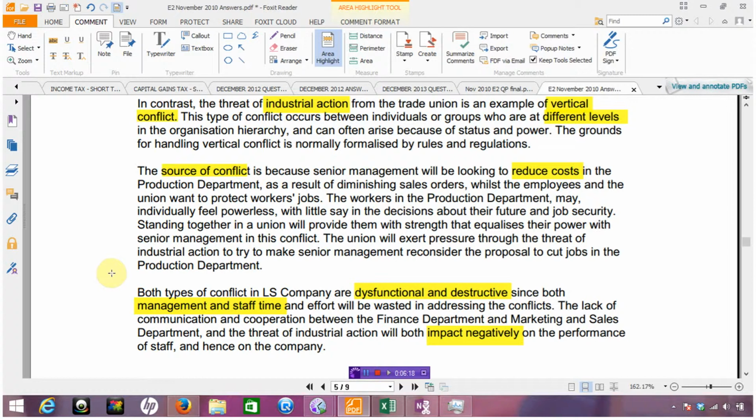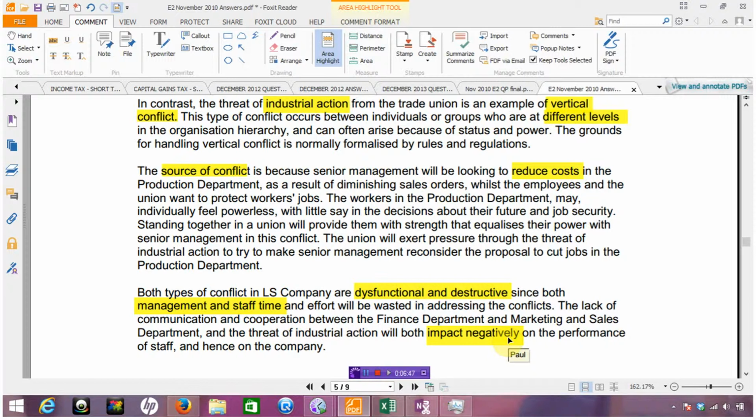Final paragraph here, they make a clear statement that what we've detailed above is certainly negative, dysfunctional and destructive, both in terms of practical points, but also in terms of time and effort that will be expended on dealing with it. So these types of conflicts certainly impact negatively upon the company and need to be dealt with really as soon as possible.